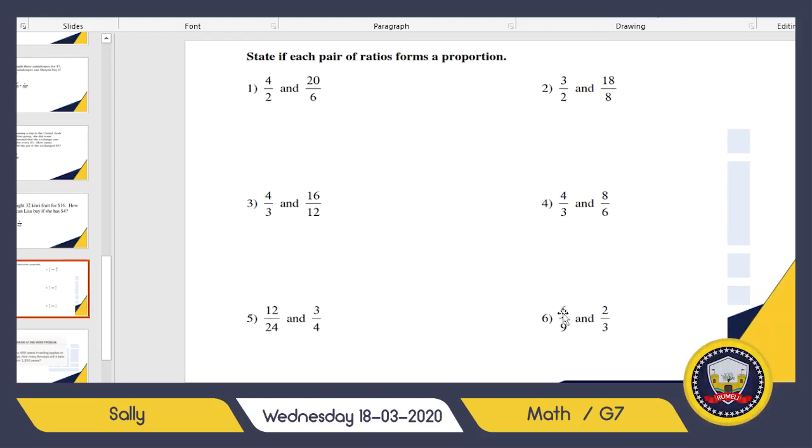The last one, 6 over 9 and 2 over 3. Again, what am I going to do? I will cross multiply. 6 by 3 will give me 18. And 9 by 2 will give me 18. So here, the two ratios will give me the same answer, which is 18. 6 by 3, 18. 9 by 2, 18. So they have the same number. And as we said, proportion is equal ratios. So here they have the same answer. So these two ratios are proportion.